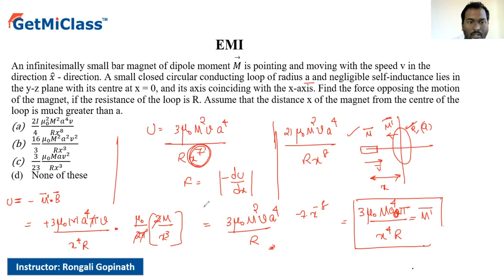I think we might have missed a 4 somewhere over here. There is a 4 at the denominator as well. Please include that. That would make it as option A.